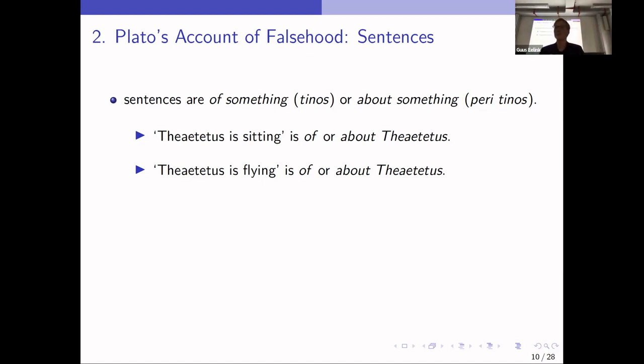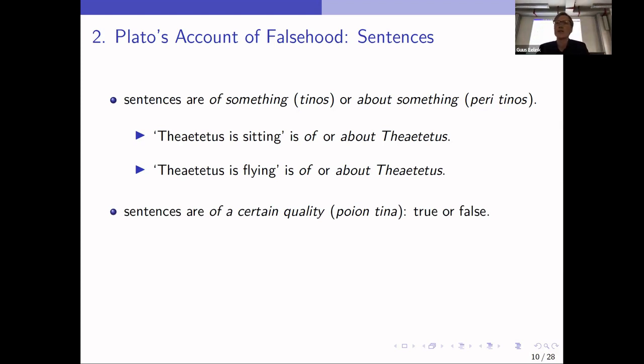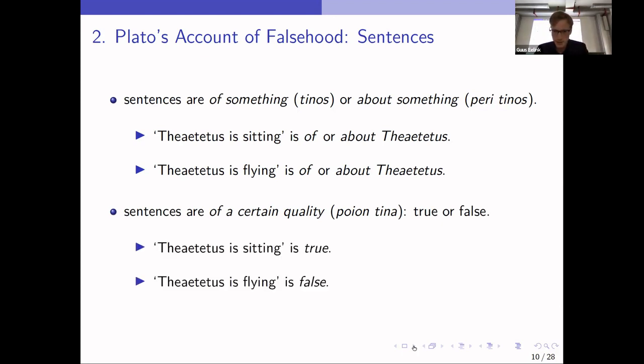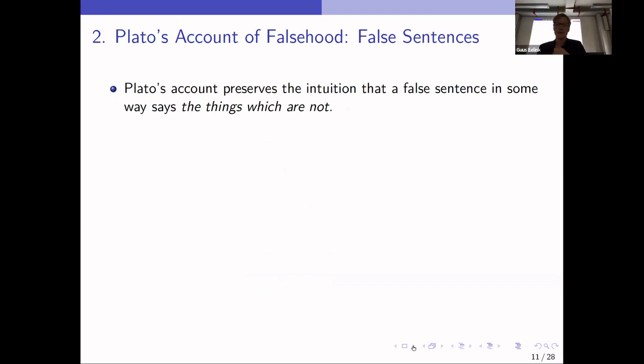might call its subject. Now we then get another point, which is of course going to be very important, namely that sentences are of a certain quality, namely they are true or false. So I think it's clear that Plato is speaking of declarative sentences here, and then applies this to the example. We do now get a differentiation, because Theaetetus is sitting is true and Theaetetus is flying is false. Okay, so let's then turn to false sentences.